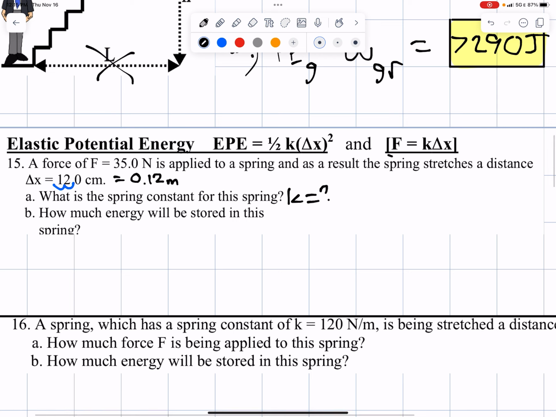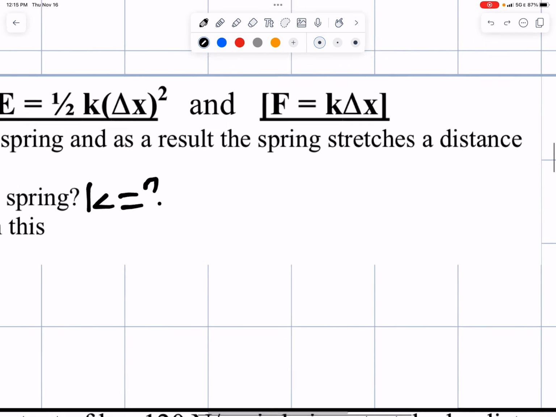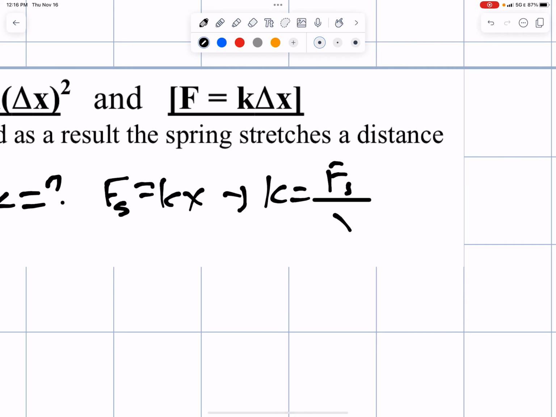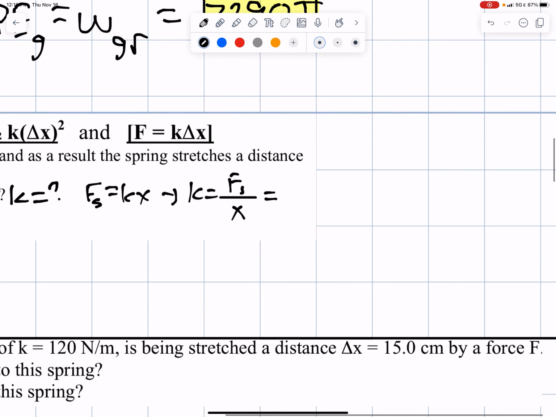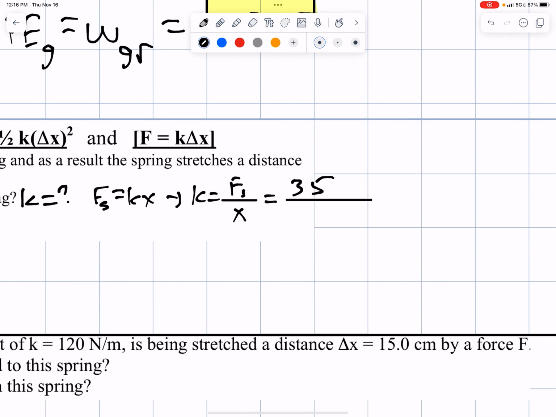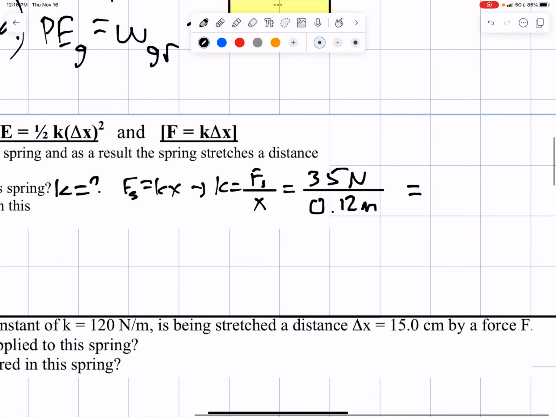So what I'm thinking is, let's see if we can use this. We've got the F, we've got the X, right? We're looking for the K. So we just got to solve that equation for K. So F spring force equals Kx. You'll notice to solve for K, we just have to divide by X. So K is equal to the spring force divided by X, the distance it stretches. And you guys are going to go 35 newtons divided by 0.12 meters. Please take a second to put that in your calculator, please.